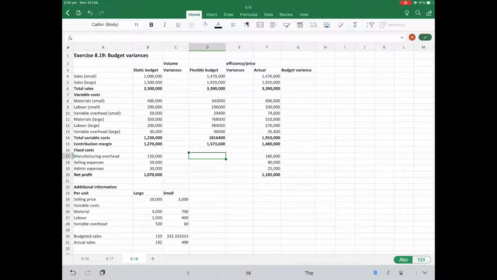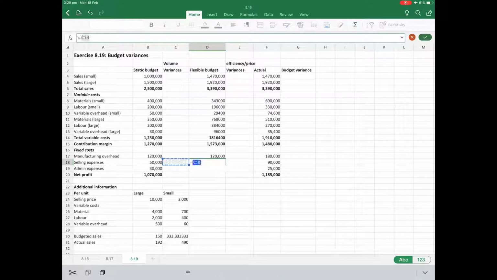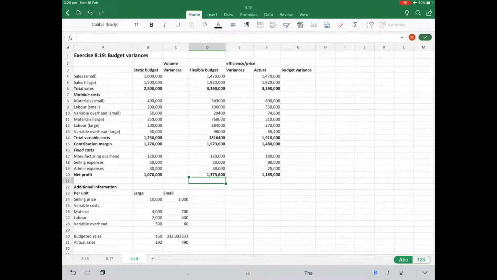Now, the flexible budget only differs from the static budget in any figures that depend on the sales volume. But the fixed costs do not change regardless of how much you sell. All right, so we just transfer all the fixed costs from the static budget to the flexible budget. And here, the net profit can be calculated by taking the contribution margin less the sum of all fixed costs. Okay, now we have prepared the flexible budget.